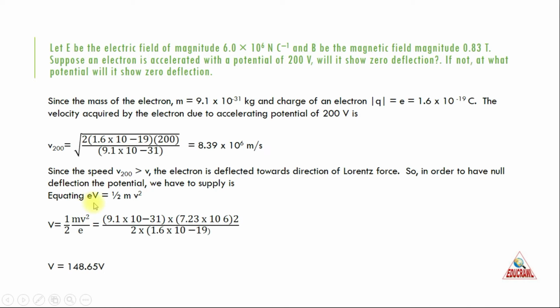For finding that power supply, we equate once again eV is equal to half mv square. So from this equation, V will be equal to half mv square divided by e. Now substituting the mass value, the charge value, and the velocity, which is 7.23 into 10 power 6, and further simplifying, we get the potential as 148.65 volt. So at this potential, if the electron is accelerated, it will show zero deflection.